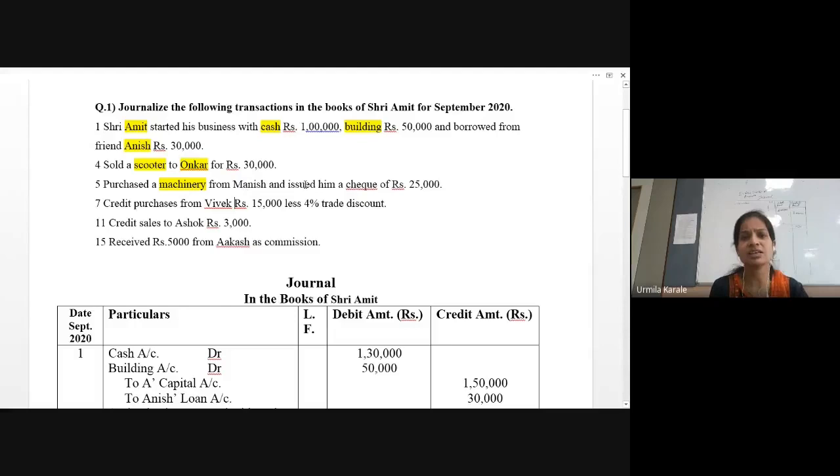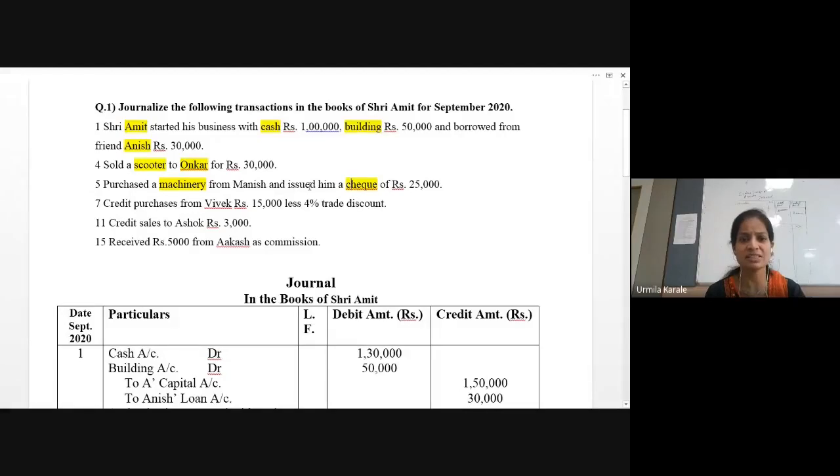Obviously, Manish's name will not come. You are giving a check. Check you are giving means your money from the bank will decrease, right? Bank account will get affected. So bank account and machinery account. Machinery is a real account since it's an asset which you are going to use for carrying out business. So for an asset, the account rule is debit what comes in. So when you purchase a machinery, machinery comes into the business. Machinery account will be debit. And you are giving a check. Check means bank account, bank account. Bank is a person. Debit the receiver, credit the giver.